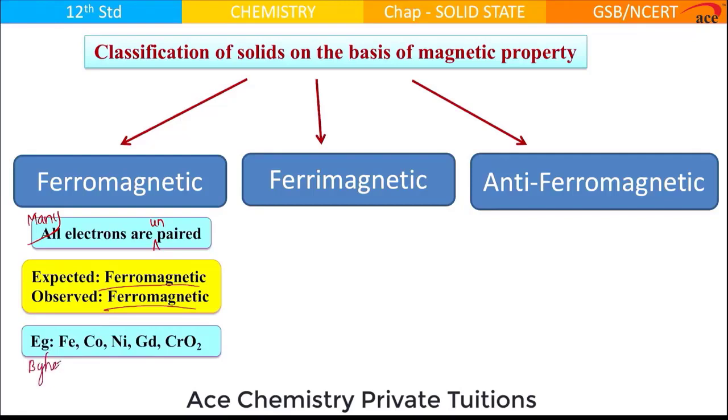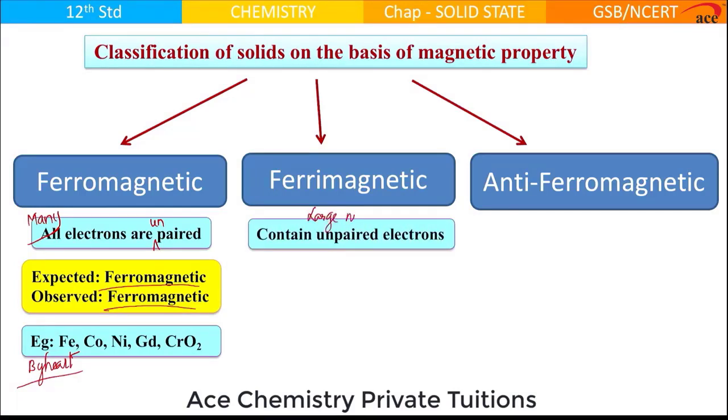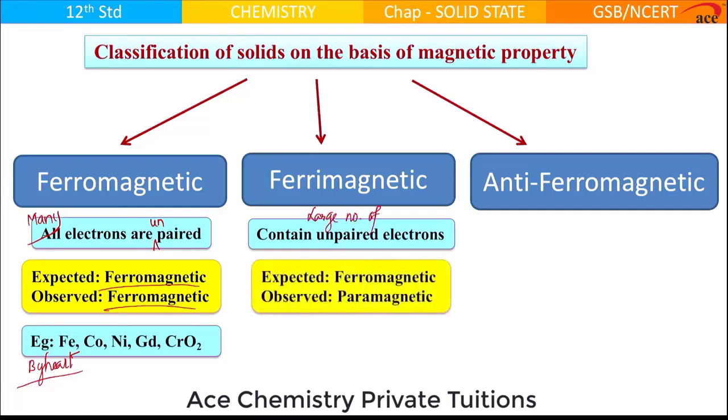These 5 examples I said before also, you have to learn by heart. Ferrimagnetic substances also have a large number of unpaired electrons. So what is expected from them? Ferromagnetic. But what was observed from them? Paramagnetic. What do I mean by expected? Expected ferromagnetic and observed paramagnetic, or expected large magnetic moment, they can be converted to magnets. This was what was expected, but what was observed was they were weakly attracted towards a magnet, and they cannot be converted to magnets. Such substances are called ferrimagnetic. You can remember the word ferri. Ferri means less.